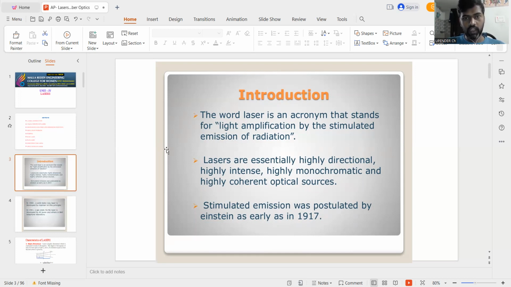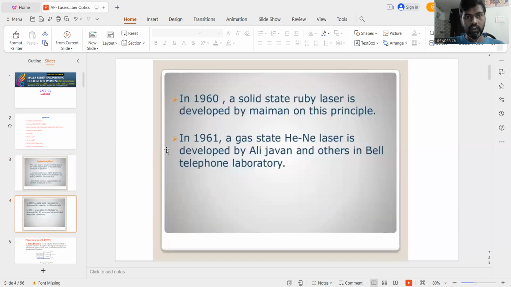Next, lasers have some essential properties like high directionality, high intensity, high monochromaticity, high coherence, etc. Next, the stimulated emission process was first postulated by Albert Einstein in 1917. Next, in 1960, the solid-state ruby laser was developed by Dr. T.H. Maiman using the Albert Einstein principle called the stimulated emission process.